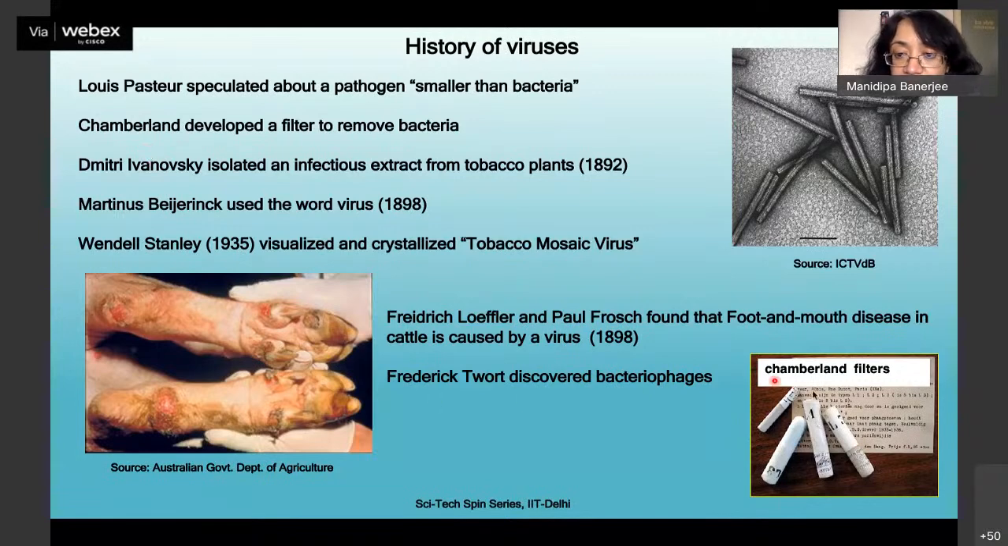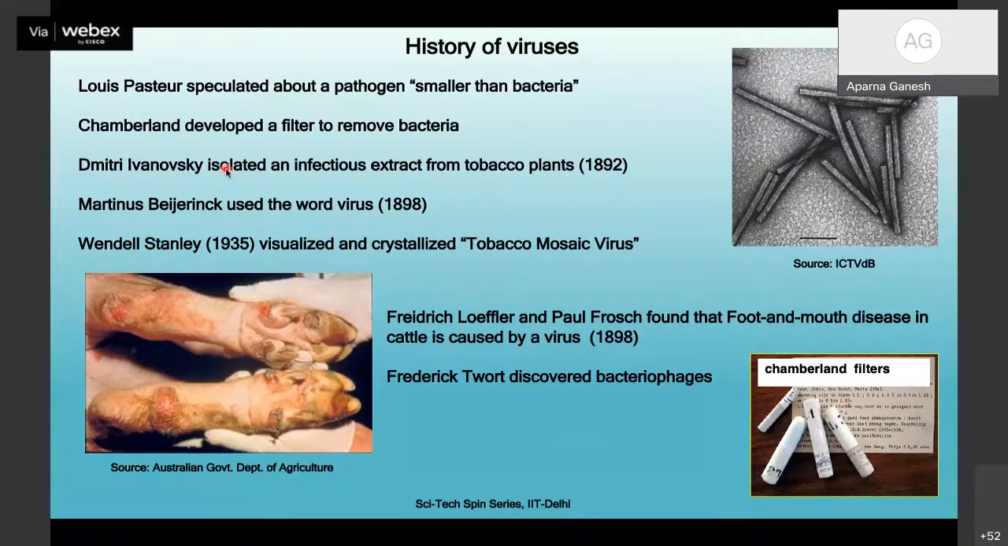And at the bottom right-hand corner, you see these Chamberland filters, which were developed a long time ago, which essentially are used to filter out bacteria and leave smaller infectious particles, which are viruses.